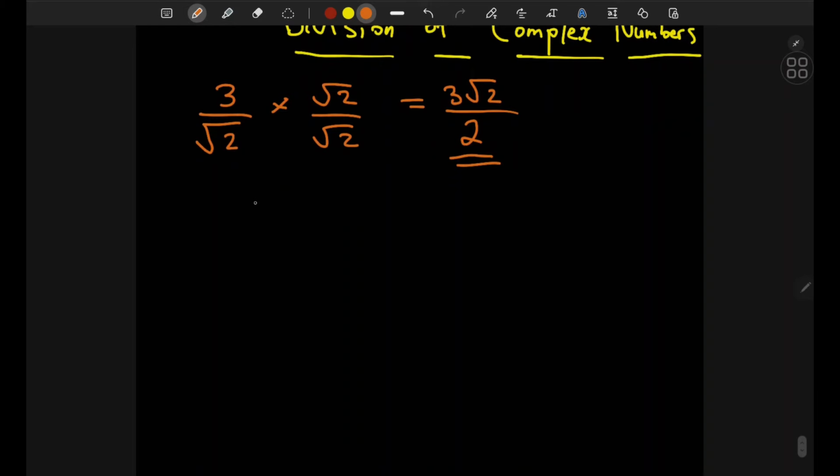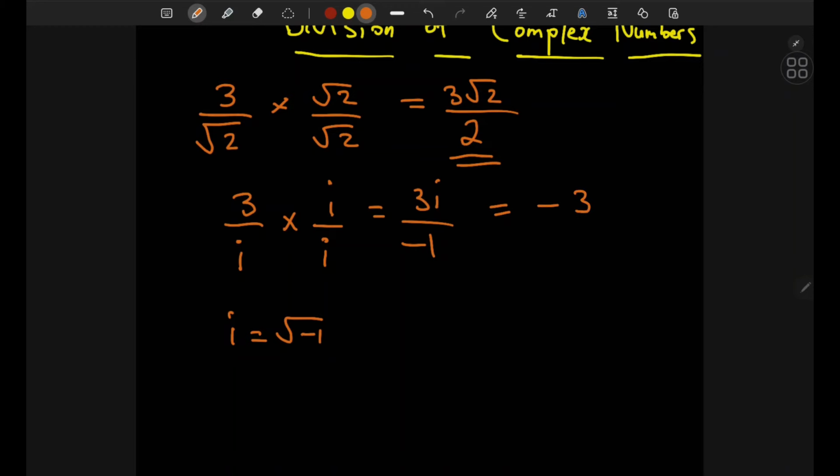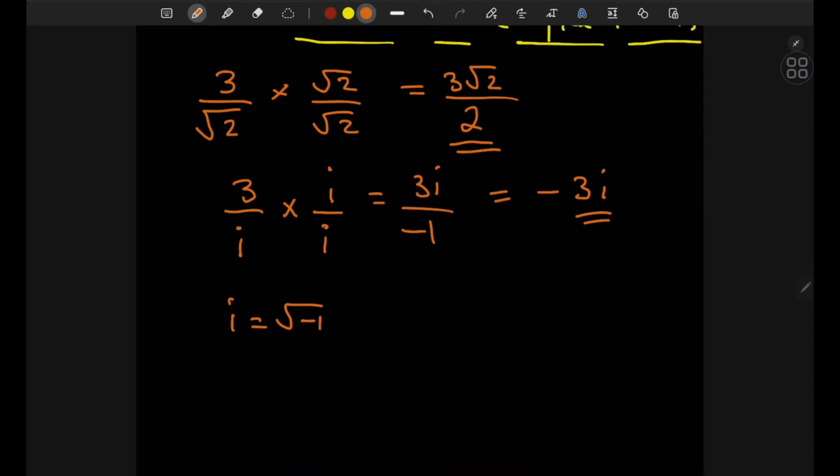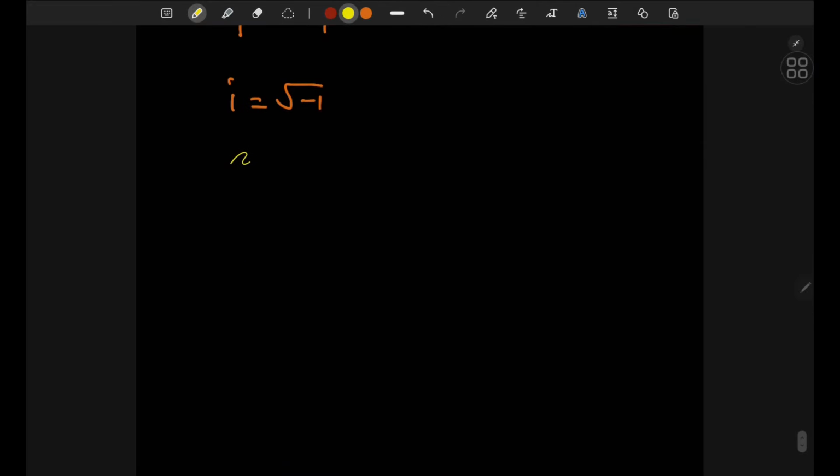So in the same way, if I was to give you an expression of 3 over I, this is not in its simplest form. Remember that I represents square root of -1. So we can't have a square root of -1 on the denominator. So we'll multiply this expression with I over I. And giving us 3 by I, we'll have 3i. And I multiplied with I is I squared, which is just -1, which is eventually negative 3i. And it's now simplified.